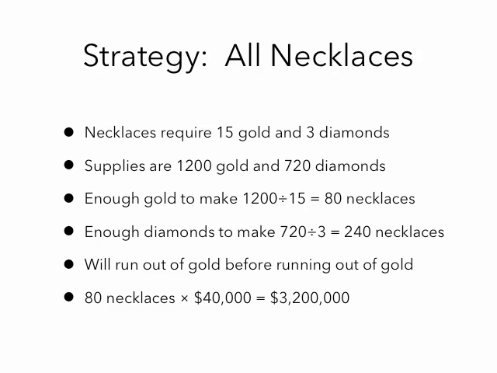Another strategy would be to make all necklaces. Since the necklaces need 15 gold and 3 diamonds, we have different numbers that we can make. We have enough gold to make 1,200 divided by 15 gold per necklace, which is only 80 necklaces. But the diamonds, since we only need 3 diamonds per necklace, we can do 720 divided by 3, which is 240 necklaces. Now, we have enough diamonds for 240 necklaces. We don't have enough gold. We're going to run out of gold first and only be able to make 80 necklaces. But 80 times 40,000 is 3.2 million, which is better.